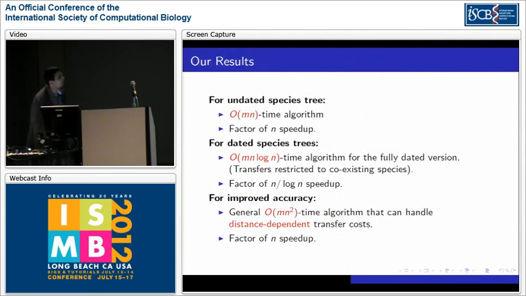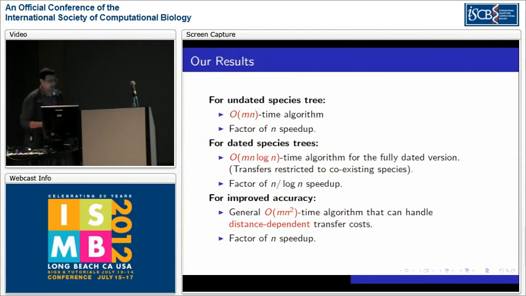So here is a summary of our results. If your species tree is undated, so there's no timing information on the nodes of the species tree, we can solve the reconciliation problem in order mn time. So it's quadratic. It's a factor of n speedup over the current fastest algorithms. If your species tree is dated, meaning that your transfers are restricted to only coexisting species, for that we have an almost quadratic time algorithm, which is mn log n, with almost a factor of n speedup.